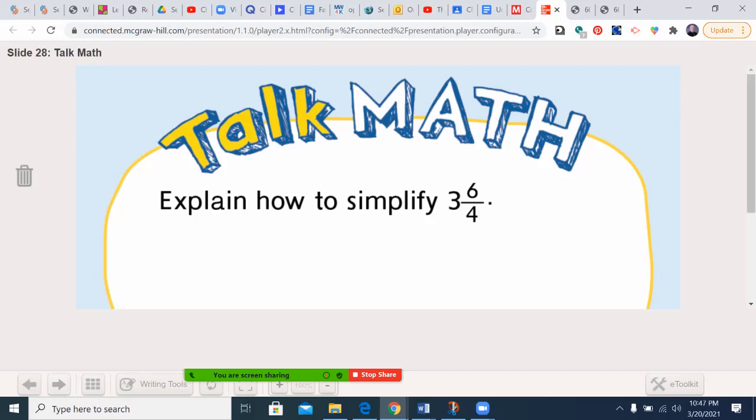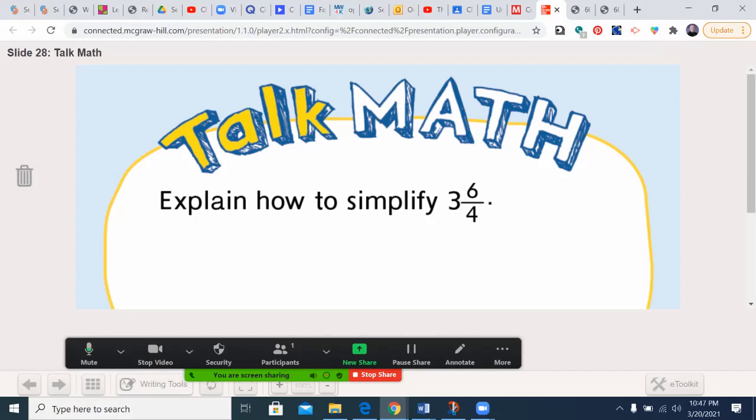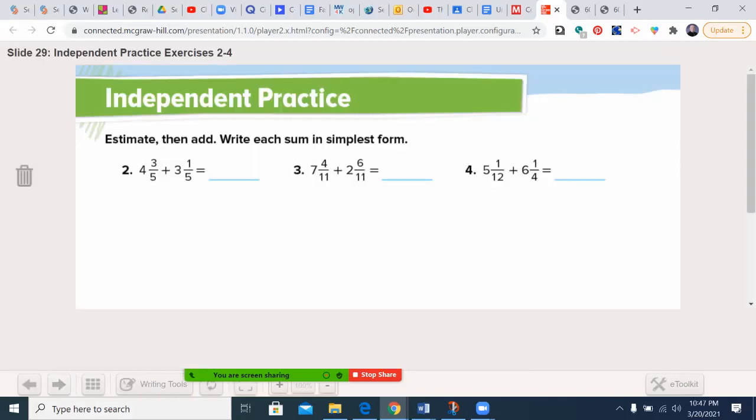How to simplify 3 6/4? I like the 3. That's 6/4. 4 goes into 6 once, and I have 2 remaining, which is 2/4, or a half. So 3 plus 1 1/2 is 4 1/2. All right, I'd like you to practice these 3 problems. Go ahead and pause the video, and I'll see you on the other side.